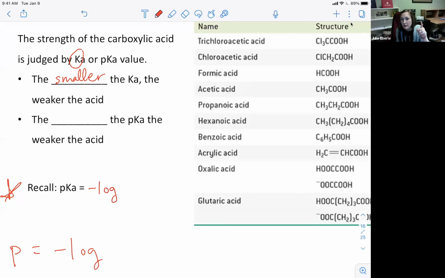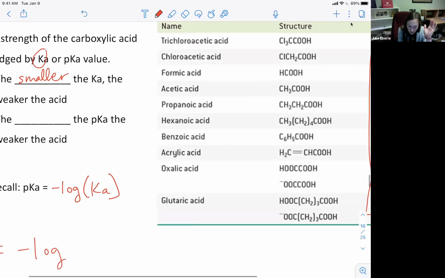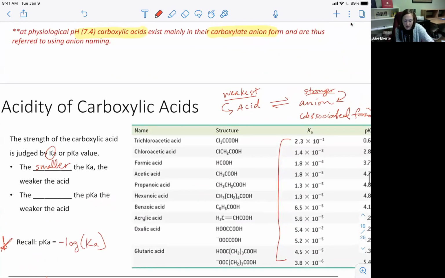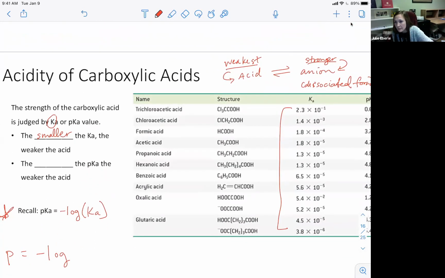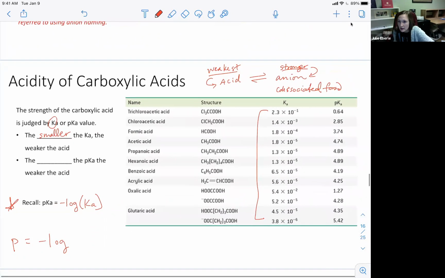You might want to bring a calculator for exam 2, just in case. You can't use your cell phone as a calculator. It'd be the negative log of any Ka value, okay? Again, I'm not ever going to ask you to calculate a Ka value on the exam, but if I give you the Ka, you could calculate the pKa.